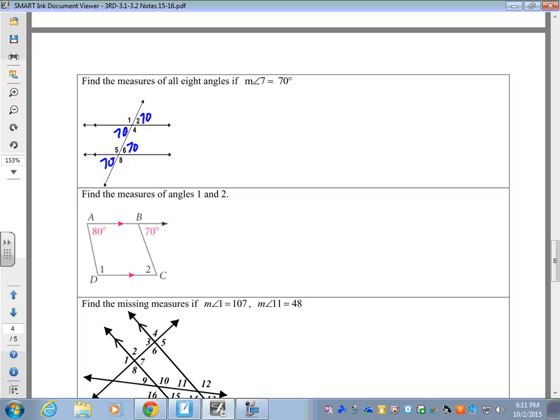Okay, the pattern is going to repeat, and since 1 and 2 are a linear pair, 1 is 110, so it's 4 is 110, 5 is 110, and 8 is 110. I was just checking to see if you can get each angle measure.